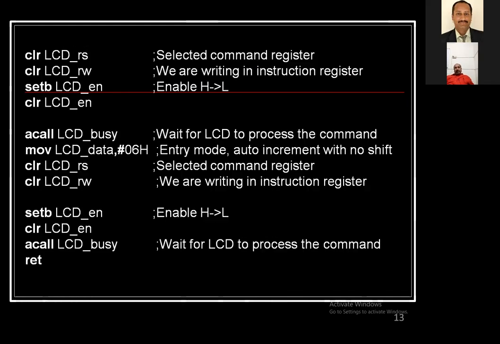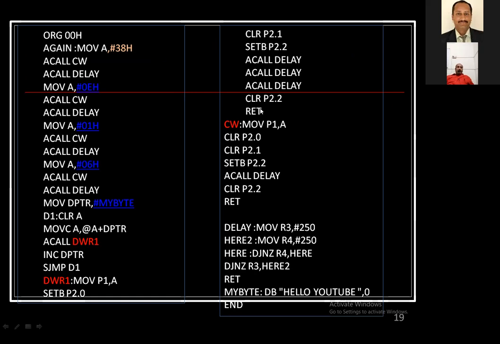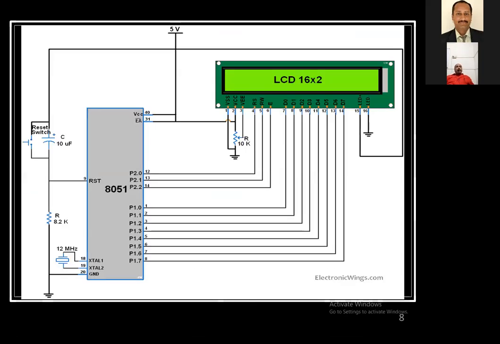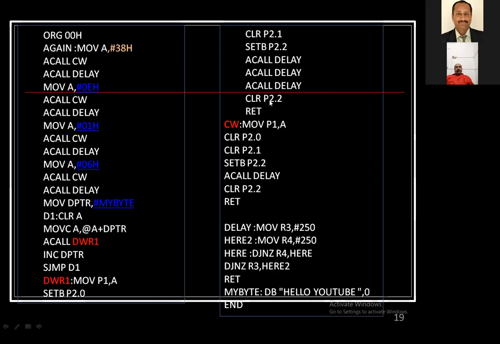The third step is SETB. Then CLR P2.1 means P2.1 has to become 0. What is this P2.1? P2.1 is connected to the RW, and 0 means it will work in write mode. Okay, and P2.2 the next one, that is E, it must be 1. So what is written in the program, SETB P2.2, so it must be 1.